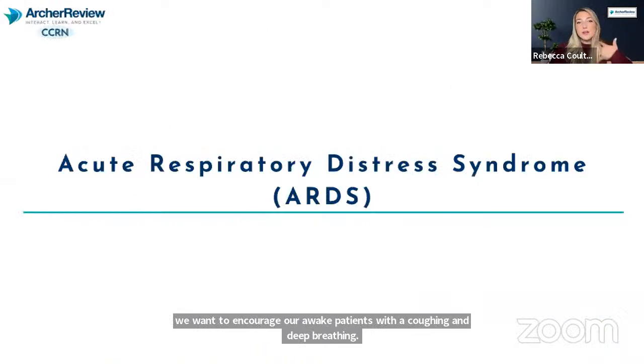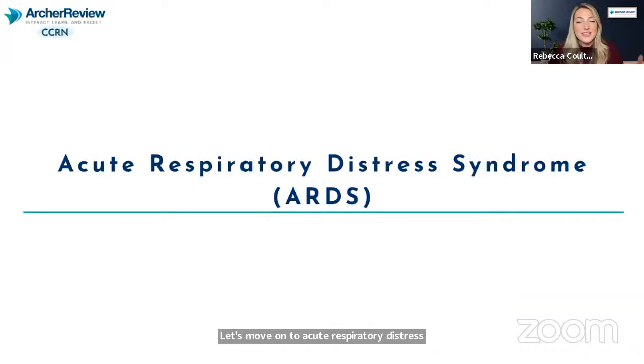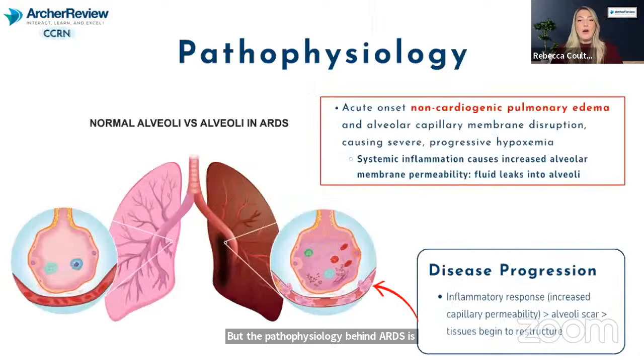Let's move on to acute respiratory distress syndrome, which again, I want to point out, ARDS can turn into respiratory failure. But the pathophysiology behind ARDS is slightly different. What's happening with ARDS is we have an acute onset. That's where that acute respiratory distress syndrome comes in. Acute onset, non-cardiogenic pulmonary edema. So we have pulmonary edema, which is just fluid in the alveoli, inhibiting gas exchange from taking place, but it's not from a cardiogenic source.